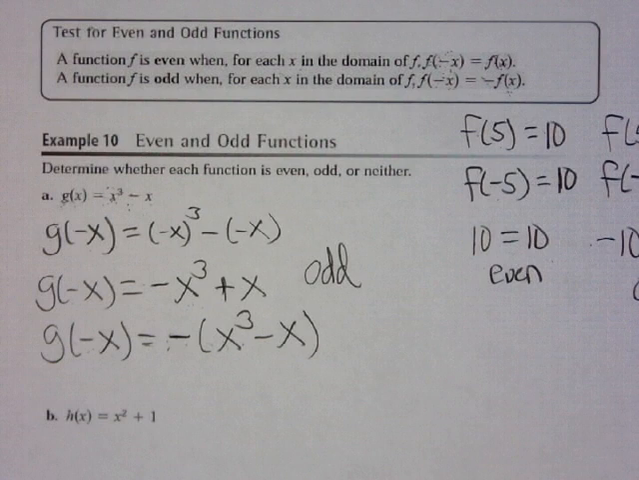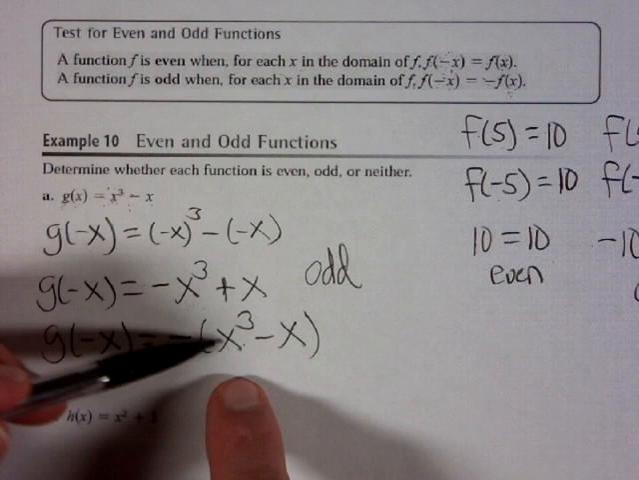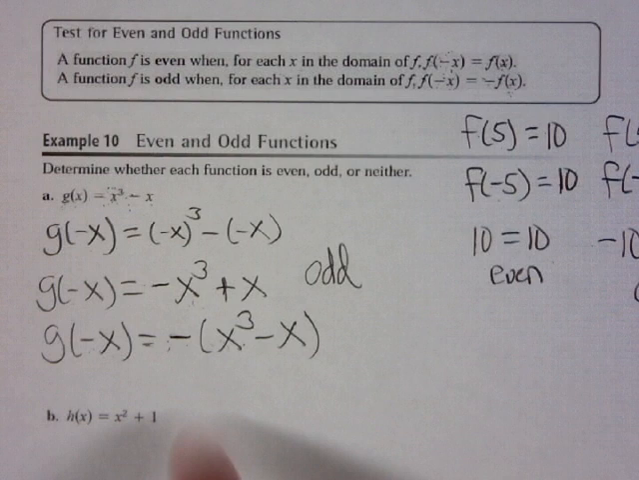So again, algebraically, to find out whether it's even or odd, plug in g of negative x and then simplify it down. If they're the same, it's even. If they're opposites, then it's odd. If it's neither one of those two, then it's neither. Let's try b, see what we get.